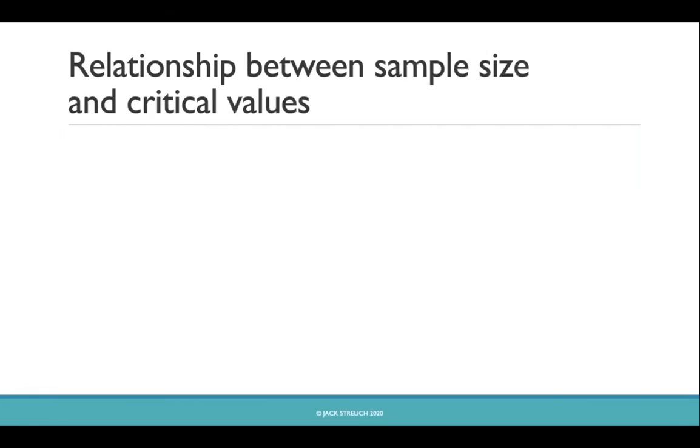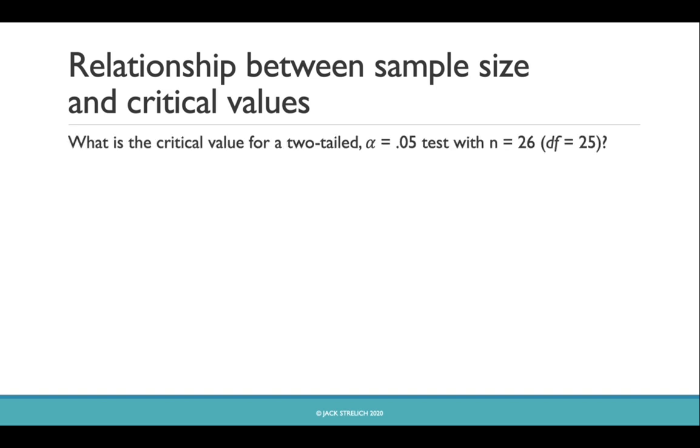Let's take a moment to discuss the relationship between sample size and critical values. We'll start by getting a little bit of practice. Go ahead and use the table to find the critical value for a 2-tailed alpha 0.05 test with a sample size of 26. In other words, degrees of freedom 25. And you should find that the answer is plus or minus 2.059.